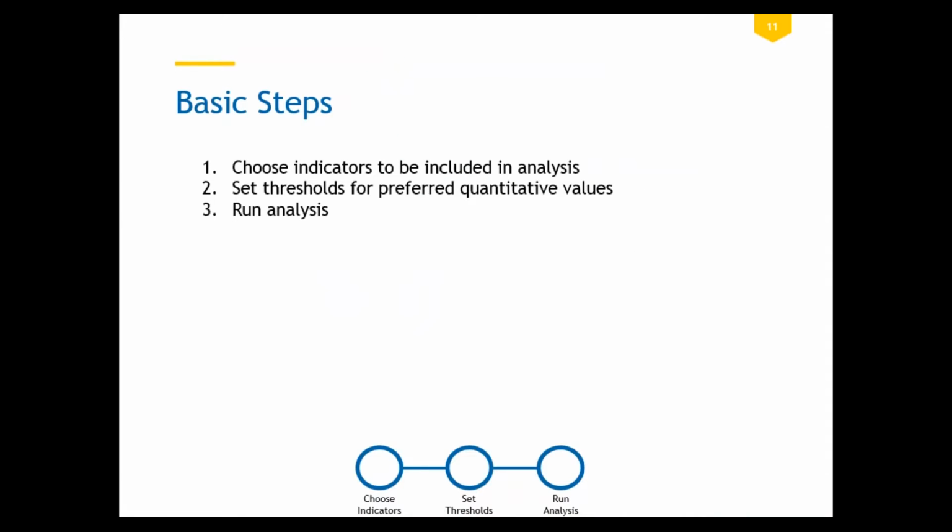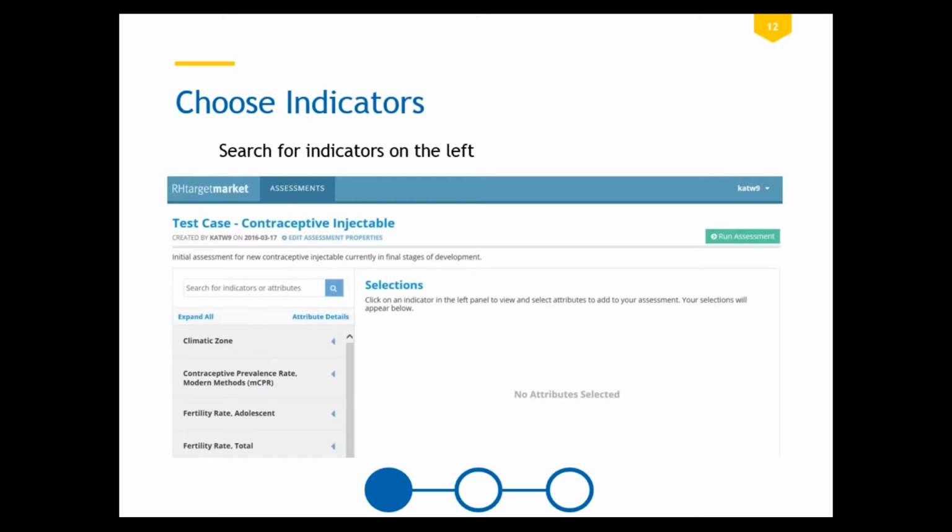So the basic steps to using the tool are, once you understand what those priorities are, to choose the indicators to be included in the analysis. Then you'll set the thresholds for the preferred values, and then you'll run the analysis. So I'll take you through what that looks like.